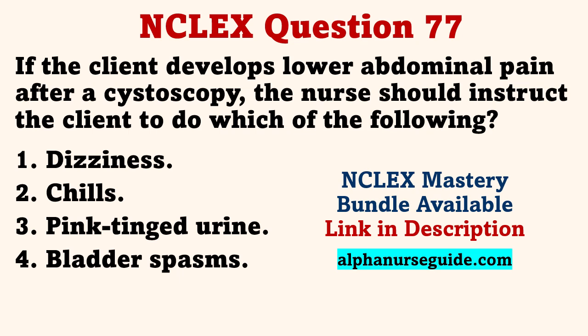If the client develops lower abdominal pain after a cystoscopy, the nurse should instruct the client to do which of the following? 1. Apply an ice pack to the pubic area. 2. Massage the abdomen gently. 3. Ambulate as much as possible. 4. Sit in a tub of warm water. The correct answer is 4. Sit in a tub of warm water. Lower abdominal pain after a cystoscopy is frequently caused by bladder spasms. Warm water can help relax muscles. Ice is not effective in relieving spasms. Massage and ambulation may increase bladder irritability.